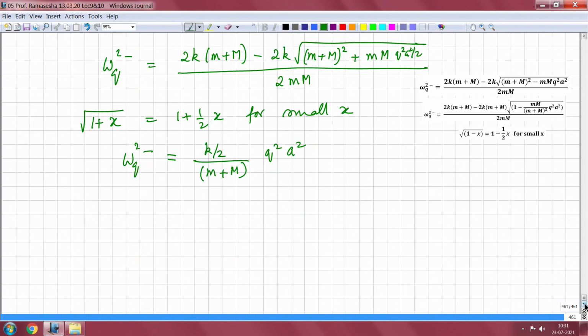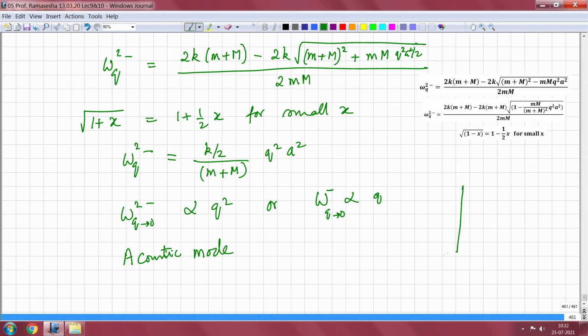So this is interesting. Omega squared, as q tends to 0, goes as q squared, or omega goes as q. So this is actually an acoustic mode, because as q tends to 0, the frequency tends to 0, and when q is equal to 0, what you get is just simple translation.